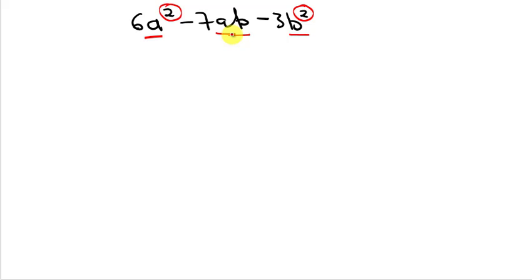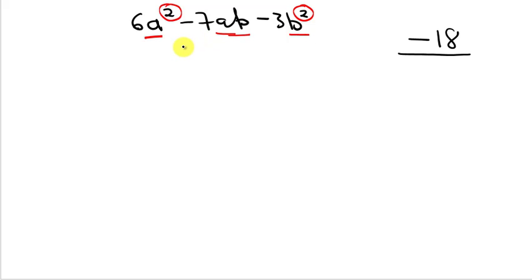We go through the process. Take the coefficient of the squared terms. In this case, the coefficient of a squared is 6, and the coefficient of b squared is -3. So -3 times 6 gives us -18. Now for this -18, we find two numbers which, when we multiply, give -18, but when we add, give the coefficient of the ab term, that is -7.